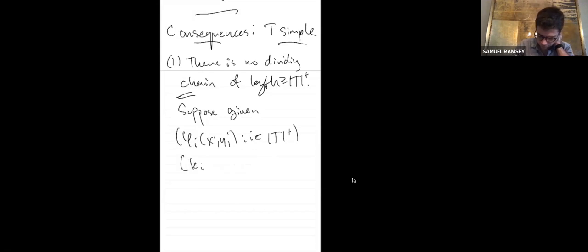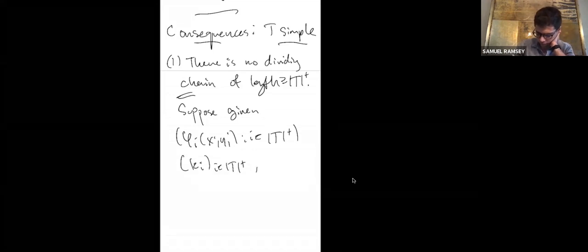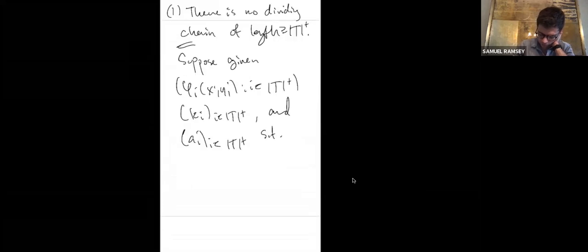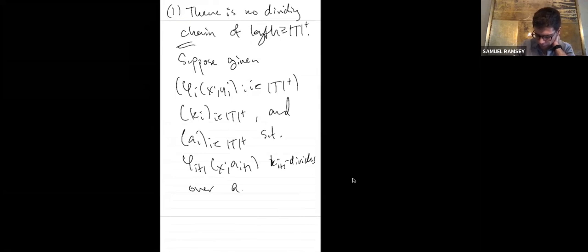Yeah, okay, let's say k_i for i less than t plus, and a_i for i less than t plus, such that phi_{i+1}(x, a_{i+1}) k_{i+1}-divides over a_{≤ i}. Now, what do I mean when I say k_{i+1} divides?